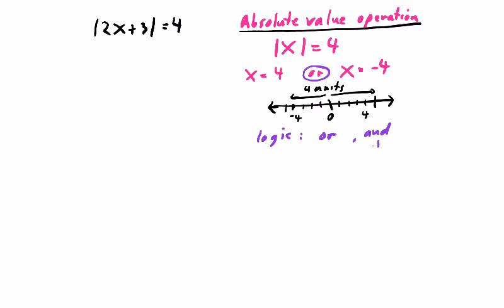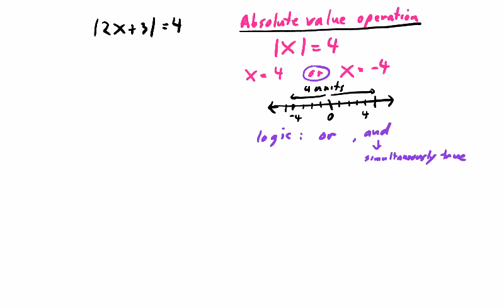And requires that the things are simultaneously true. And you can't simultaneously be a value of 4 and be a value of negative 4. The or statement allows one or the other to be true. So you could have a value of 4 while not having a value of negative 4, or a value of negative 4 while not having a value of 4. Now let's go back to the original problem.